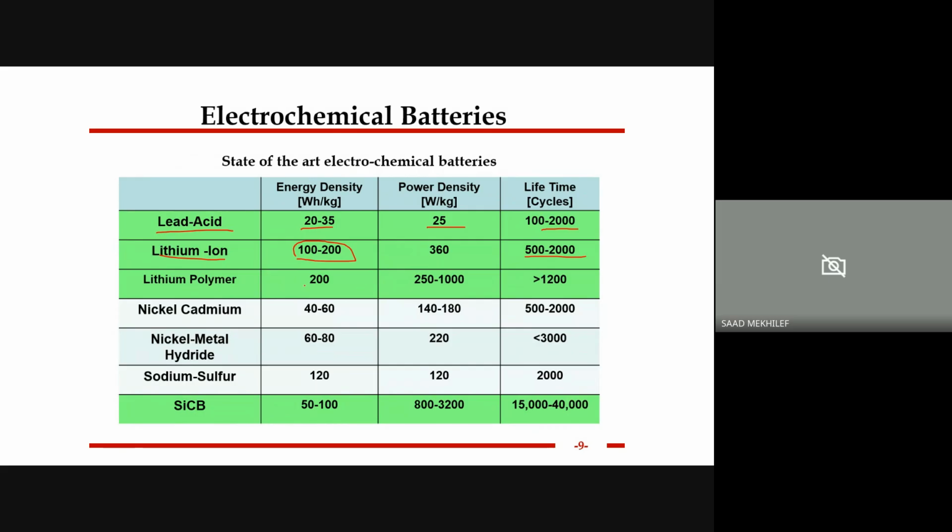Lithium polymer is around 200, around 1000, and then greater than 1200. You see, there are also the nickel cadmiums and other batteries. But you can see the last one here, the green one, which is the solid state batteries. Okay, and this can go to very high power density and also a large number of cycles.